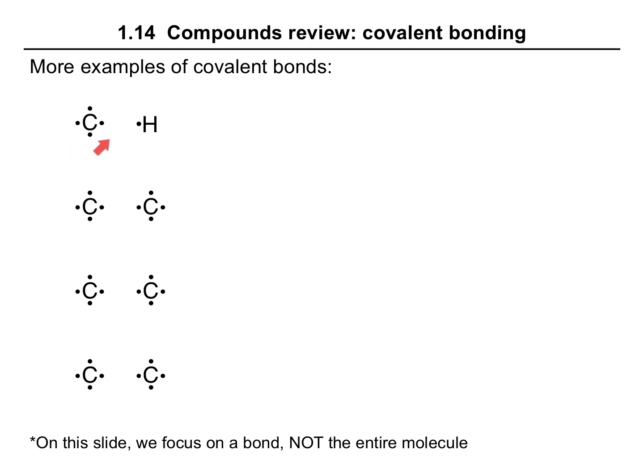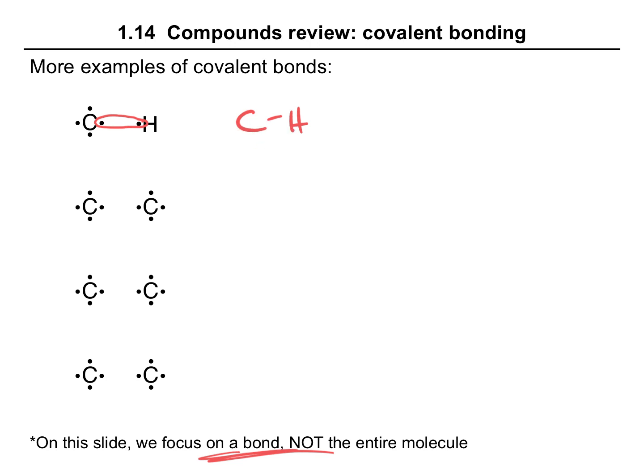The Lewis dot structure for carbon shows 4 electrons because carbon has 4 valence electrons. Hydrogen has 1 valence electron, so we have a single dot representing that 1 electron. And these electrons can be shared, so the carbon can share 1 electron and the hydrogen can share 1 electron, forming a single carbon-hydrogen bond. Now, I'm only focusing on the bond, not the entire molecule, so we still have these other electrons that we would have to worry about, but right now I'm just focusing on this. So we can have a covalent bond between carbon and hydrogen.